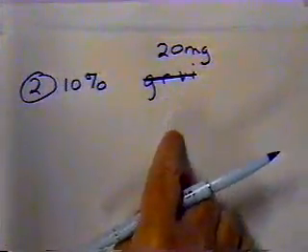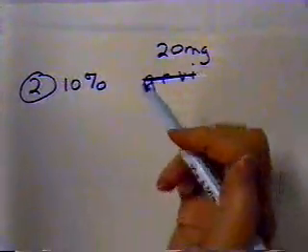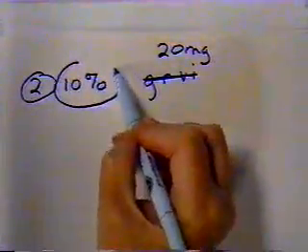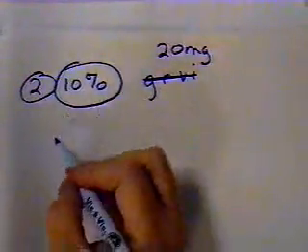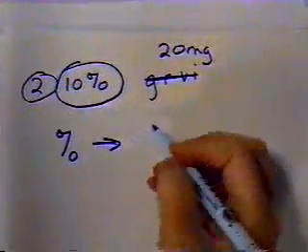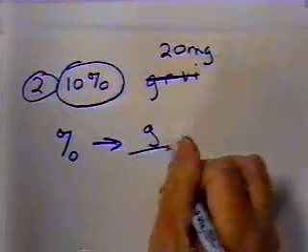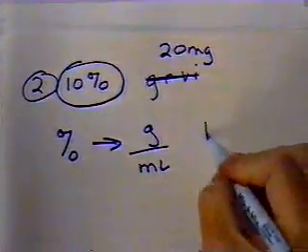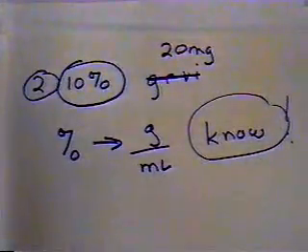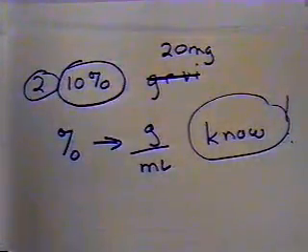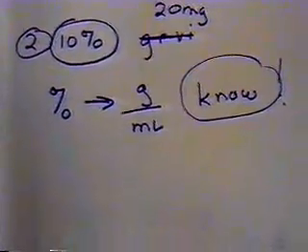10%, 20 milligrams. Now, this is the only time they don't give you a label. Everything else has to be labeled. Percent, you just have to know, is always grams over milliliters. You have to know this, and you have to put the label on it. Percent is always grams over milliliters.